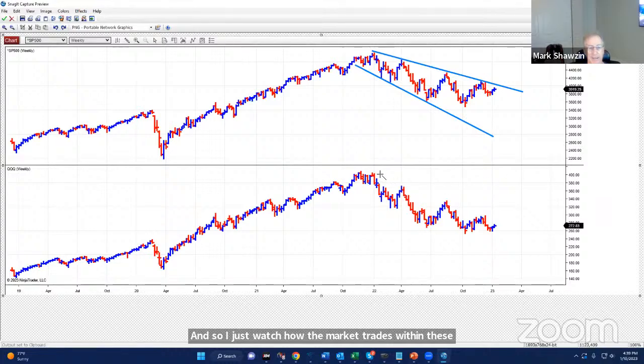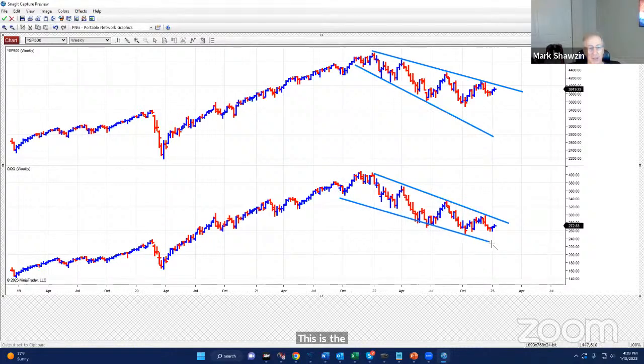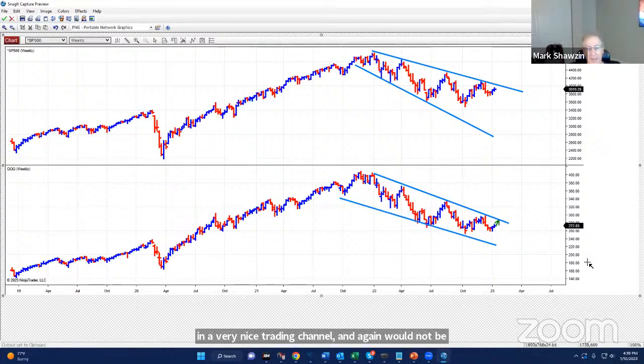This is the triple Qs. You can see that it's also been trading in a very nice trading channel. And again, I would not be surprised to see this thing bang into the upside of this trading channel. Now, we have a report coming out on Thursday morning, and it's going to be very catalytic for the market. It's going to be an inflation report. The Federal Reserve is watching this very keenly. And depending on how it goes, it could be a catalyst for sending the market still higher.